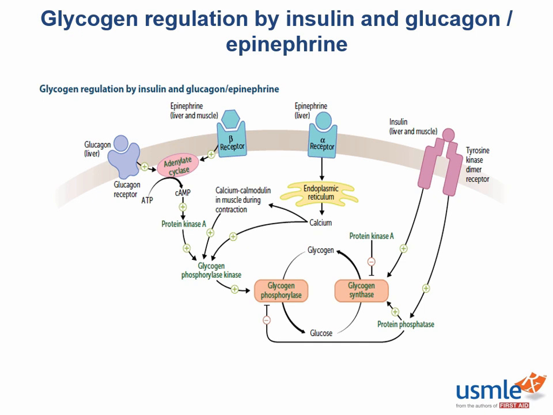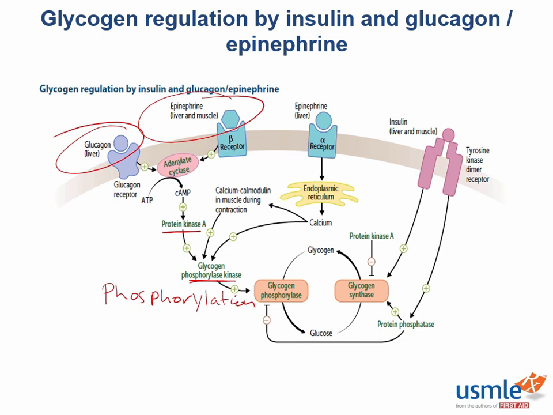Glucagon as well as epinephrine result in the phosphorylation of most enzymes on step 1. Whereas insulin actually results in the dephosphorylation of these enzymes. And once again, these phosphorylated enzymes ultimately lead to glycogen getting broken down into glucose for energy production.